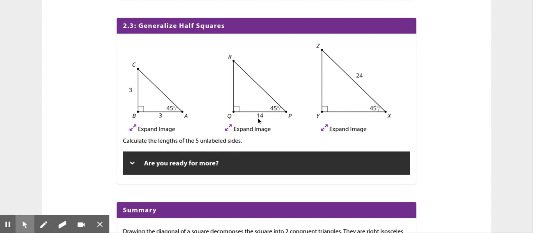In this case, it's 14 units here, but this other side would also be 14 units because a 45-degree angle here makes angle R also 45 degrees. So it's an isosceles triangle. And then the hypotenuse RP would be 14 times the square root of 2. And then what would we do to find the other two sides over here? So on the first ones, if we knew the leg, we multiplied it by the square root of 2 to get to that. So now if we know the hypotenuse, what do we need to do to find the leg?